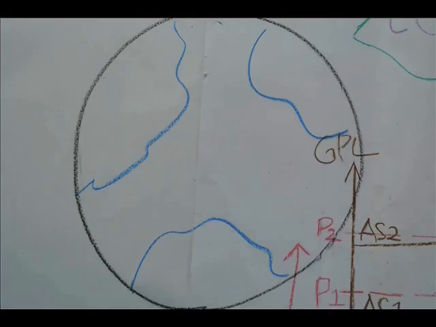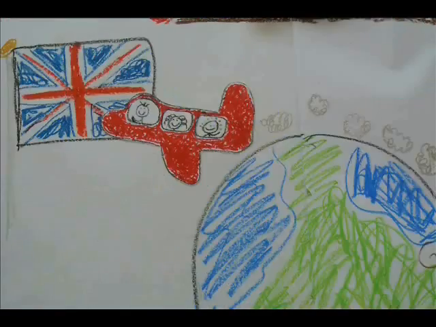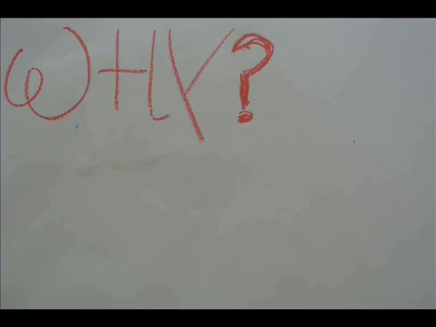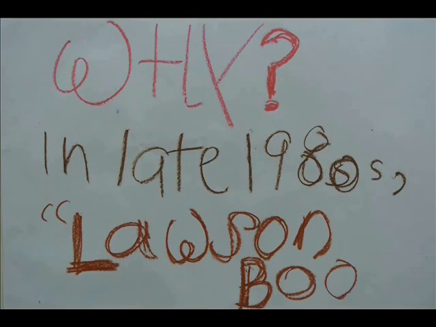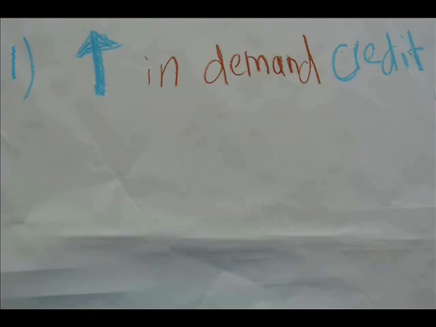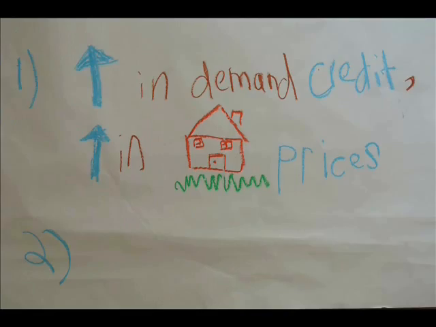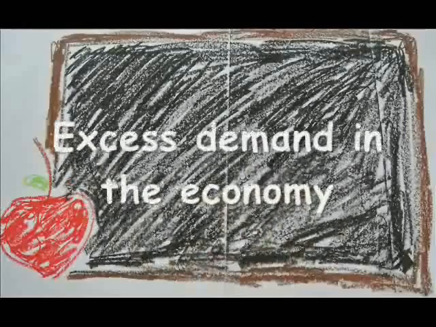Now, let's fly over to UK. UK is a country that suffers from demand pull inflation. Why? In the late 1980s, there was the Lawson boom. There were sharp rises in demand for credit and a sharp rise in house prices. Amount of money in circulation grew at an alarming rate, leading to excess demand in the economy.